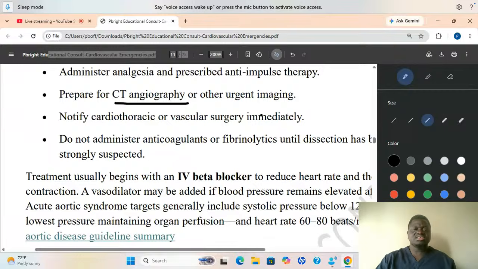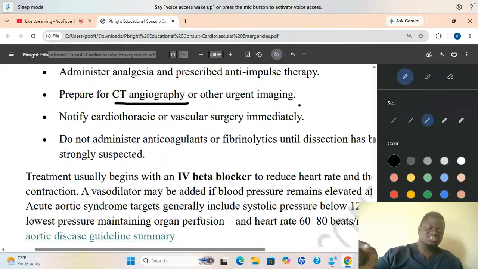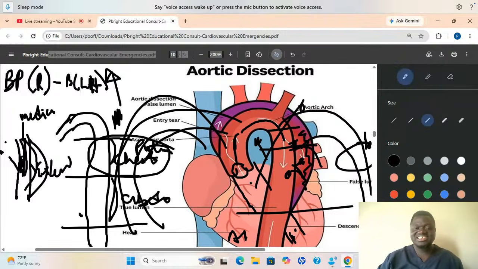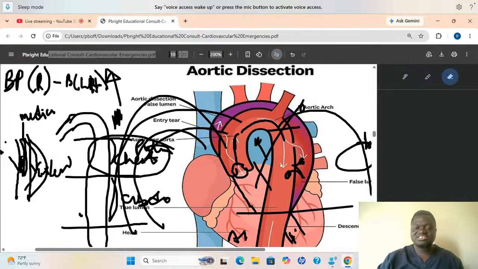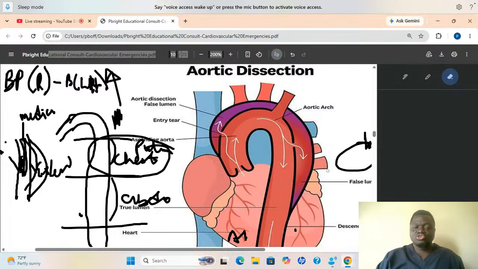So CT angio will let you know that, oh, okay. CT angio, they use the contrast dye to run through all the arteries. They inject it and it runs through all the arteries. Then you'll be watching it on the screen. When the contrast dye gets here, you see that the dye will divert here. There is a tear here.